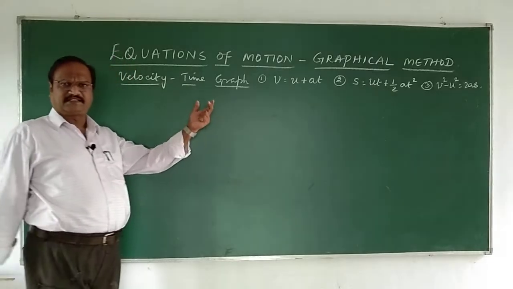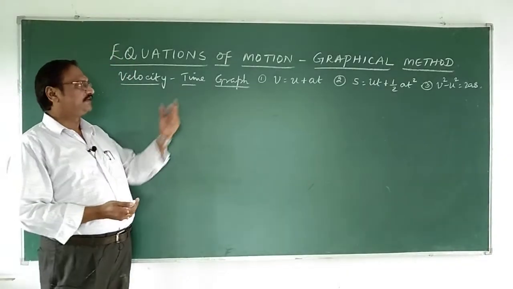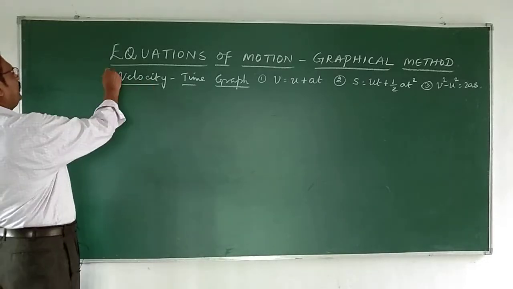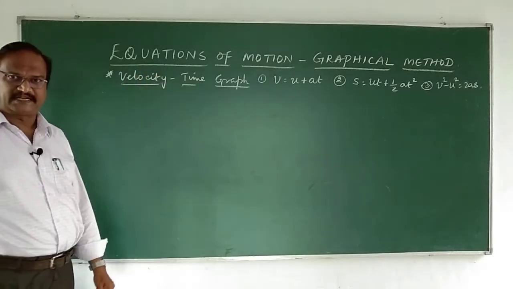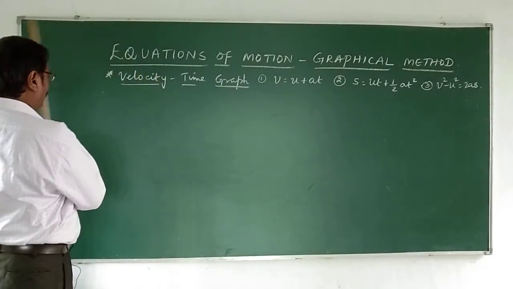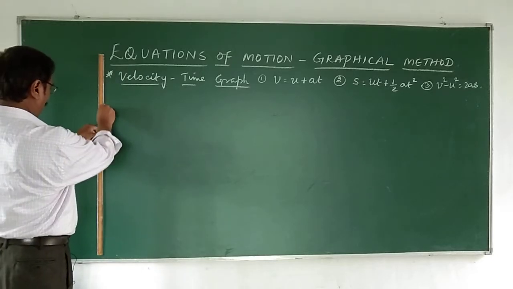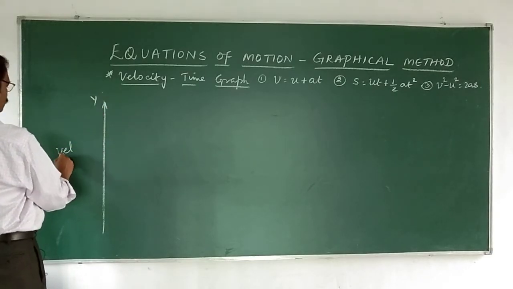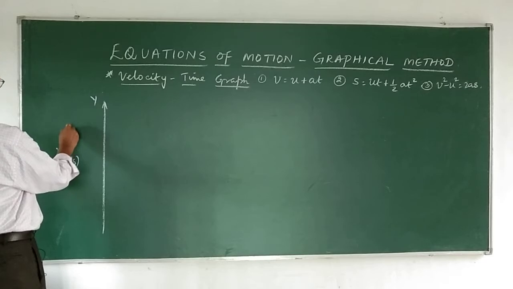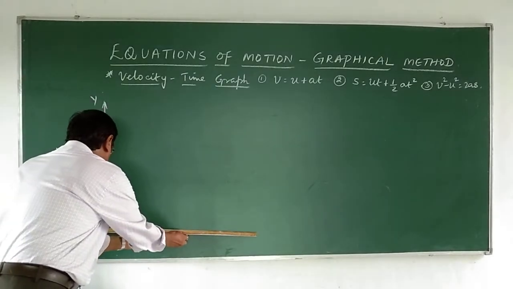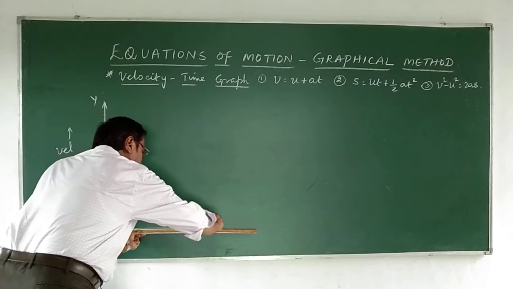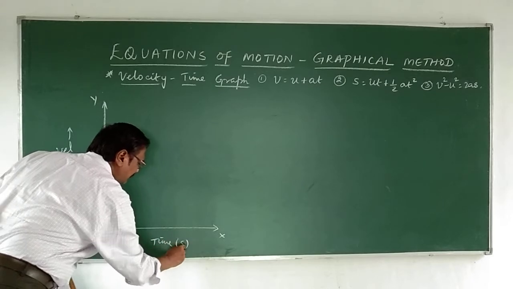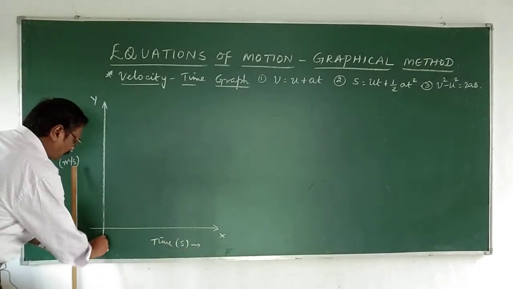Earlier, we derived these equations using the analytical method. But now we are going to derive them using the graphical method. We are going to take a velocity-time graph for that. Let me draw a velocity-time graph. The y-axis has velocity, which I express in meters per second, and the x-axis is the time axis. Time we will measure in seconds, and this is the origin.